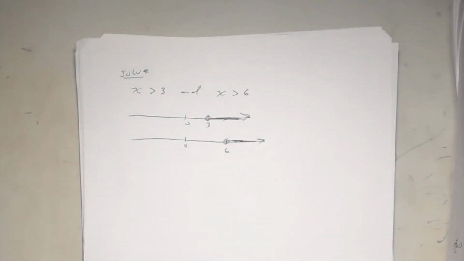Now, what's the solution to this compound inequality? 3 to infinity? 3 to 6? It's 3 to infinity, so they all are going. Okay, I'm going to ask you this: is 4 a solution? Why is 4 a solution? Greater than 3, but is it greater than 6? No, 4 is not a solution. So do you still think the answer is from 3 to infinity? No.